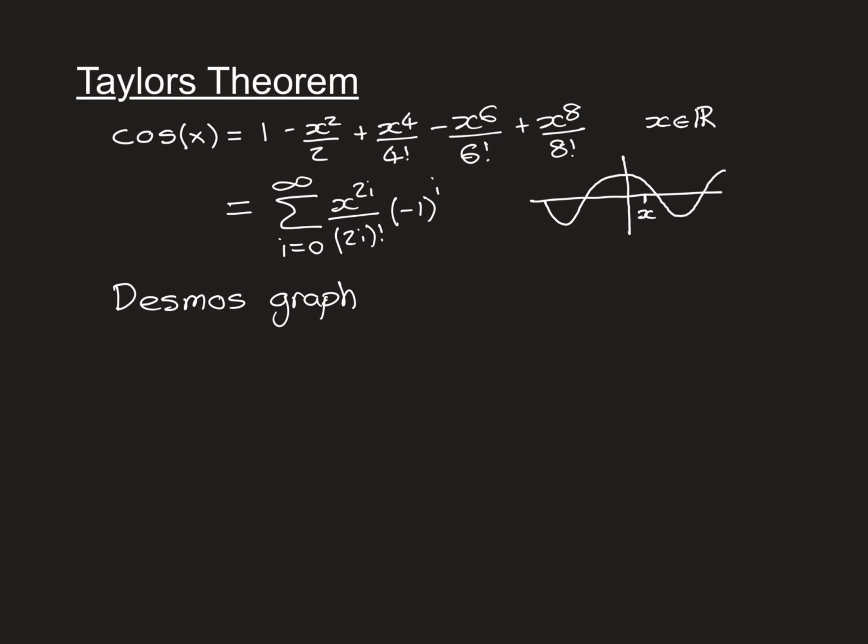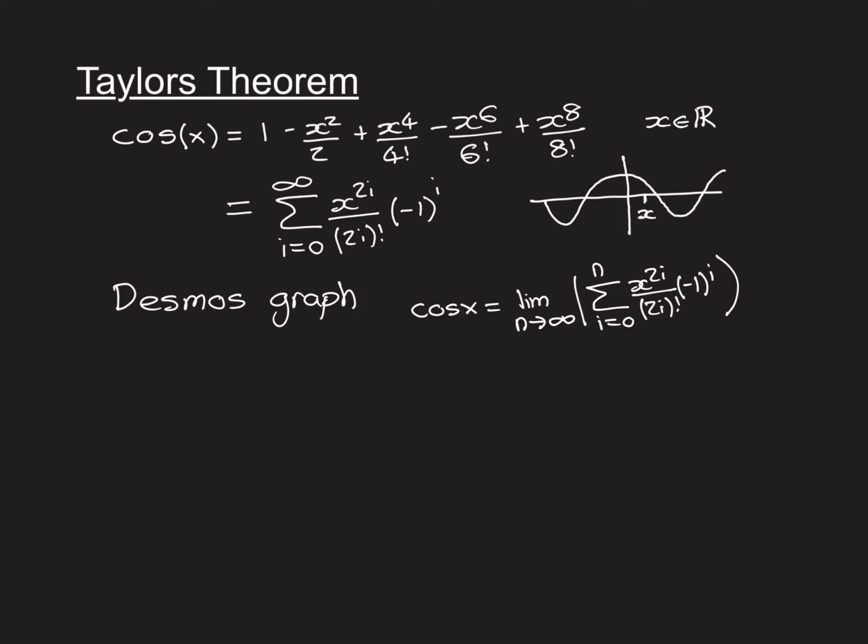So the infinite sum really means the limit of the sequence of partial sums. So we want to show that cos of x is equal to the limit as n approaches infinity of this sequence of partial sums, which is given by the sum from i equal to 0 to n of (-1)^i x^(2i) over (2i)!. So this is our aim.